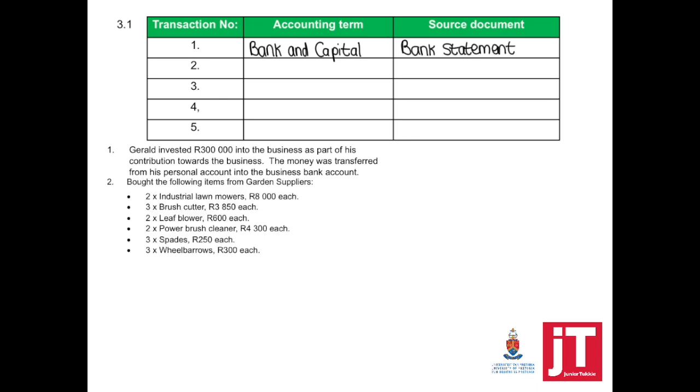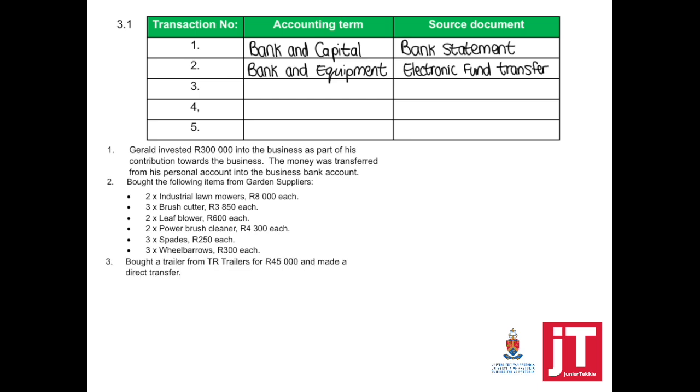Then the second transaction says bought the following items from Garden Suppliers. So if I look at the list of items of all the things that was bought, this will be listed all as equipment. And because we've bought this, bank is involved. And what did we purchase? Equipment. The source document would be electronic fund transfer.